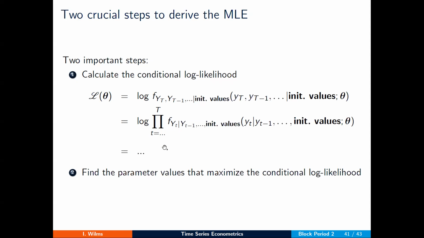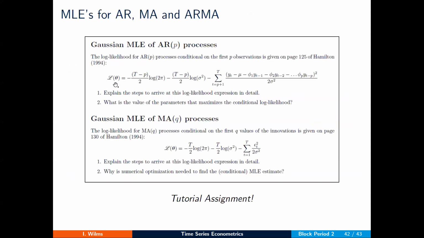Once you have this expression, where I deliberately left the dots in place since the details depend on the specific model that is being used, you need to continue to find the parameter that maximizes this conditional log likelihood. Have a closer look in Hamilton at how these steps can be done, and you will learn to perform these steps in your tutorial assignments. So here we will have a closer look at Gaussian maximum likelihood for AR and MA(q) processes.